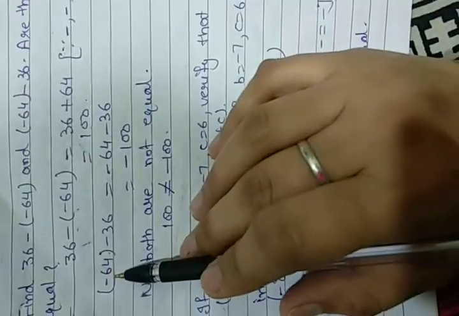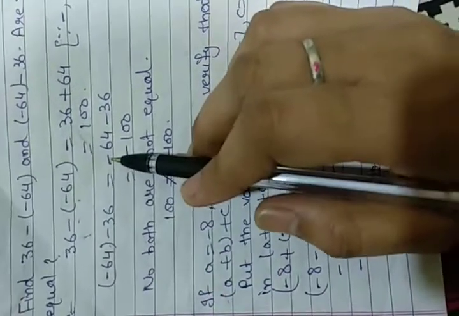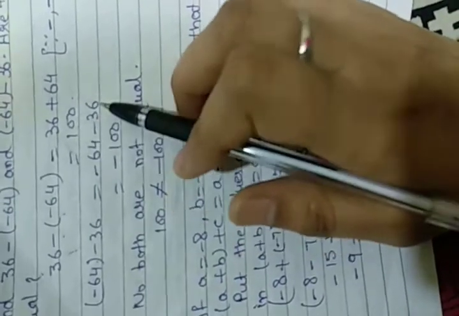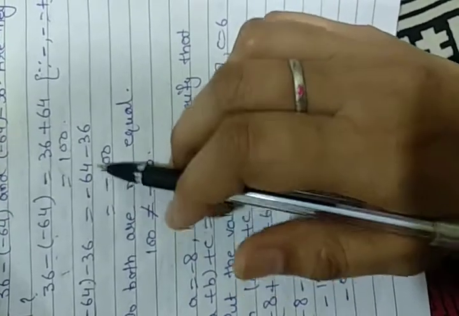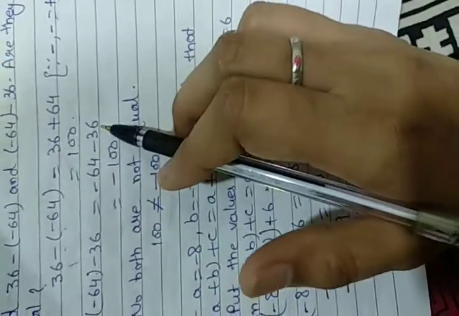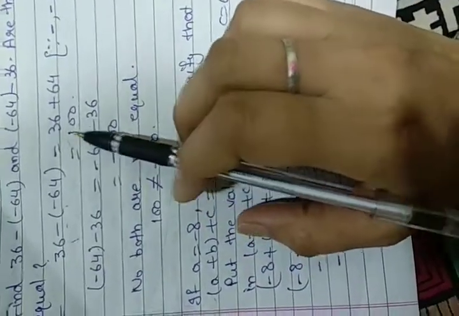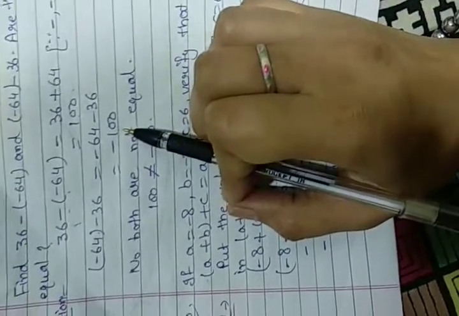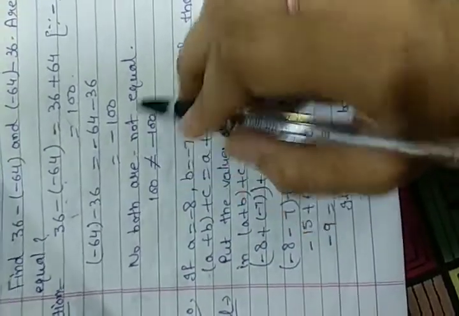Now minus 64 in the bracket minus 36. Open this bracket: minus 64 minus 36. Now minus minus plus, it means 64 plus 36 is equal to 100. This sign is negative. Why? Because 64 is a negative number and it is greater than 36. By solving this equation we got 100, and by solving this equation we got minus 100. It's a positive 100 and it's a negative 100. So no, both are not equal.